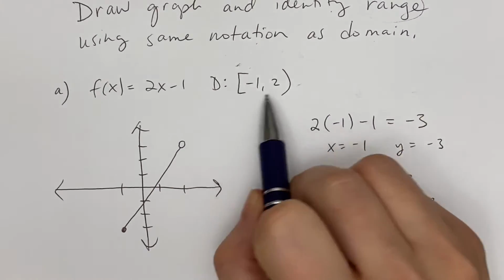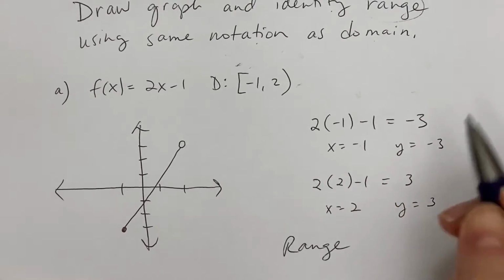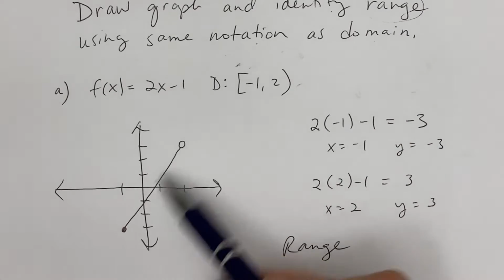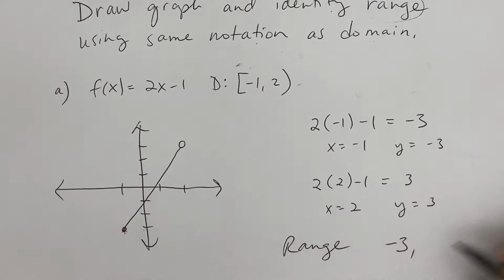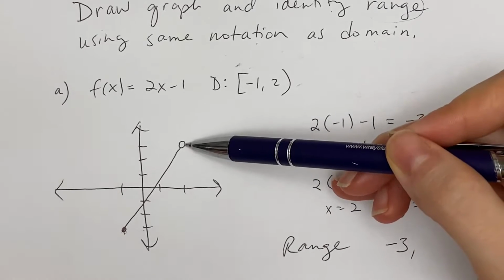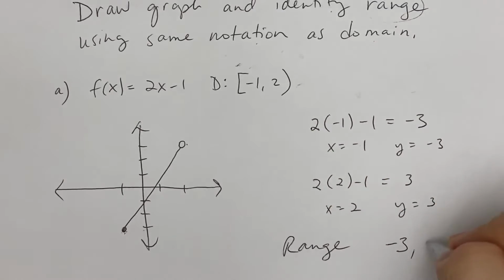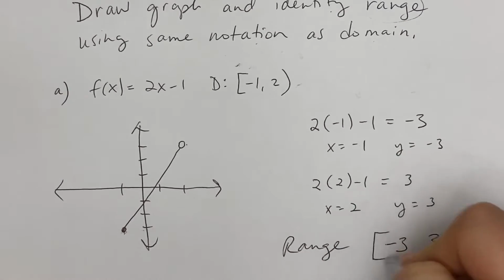So the domain is written as an interval. So the range, remember, is the y values. So the lowest y value on this graph is the y value here, which is at -3. So -3 would be the first part of the interval. The highest y value, here's the highest point on the graph. The y value here is at +3. And then since this is a closed circle, I'm using a bracket. Since this is an open circle, parenthesis.